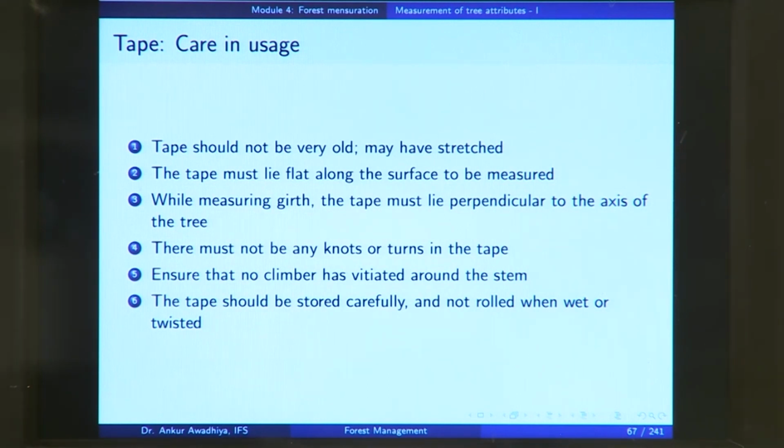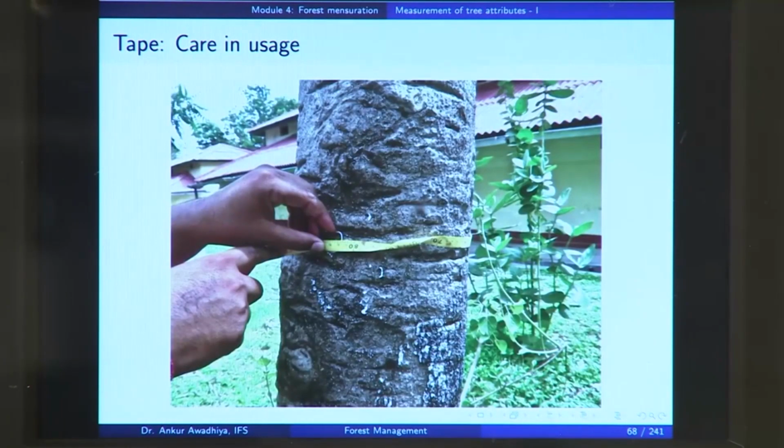And the tape should be stored carefully and not rolled when wet or twisted, because if you roll a wet tape, or a twisted tape, it might get stretched in certain locations, and because of that the readings will not be correct when you use this tape at a later stage. So, there are certain cares that need to be kept in mind.